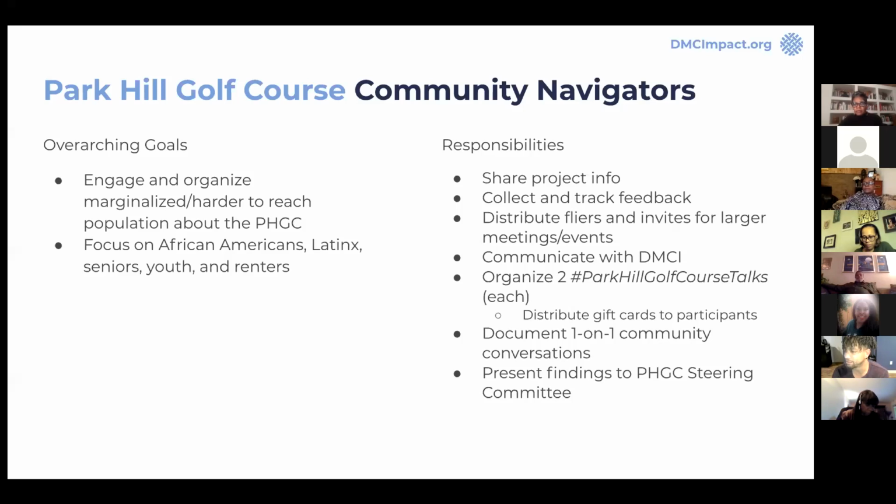The last piece of that responsibility is that in April, the community navigators will be presenting their findings to the steering committee. So all 8 of them will participate in that, whether or not that's led by a smaller subset of them or all of them. That will be their choice on how that presentation goes.